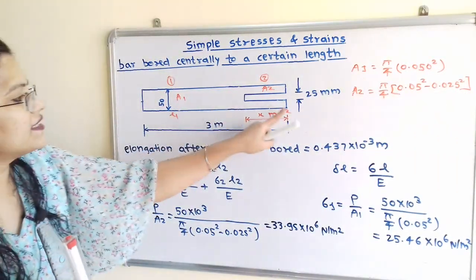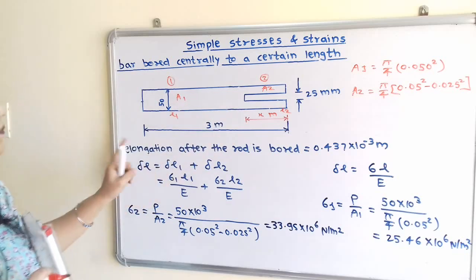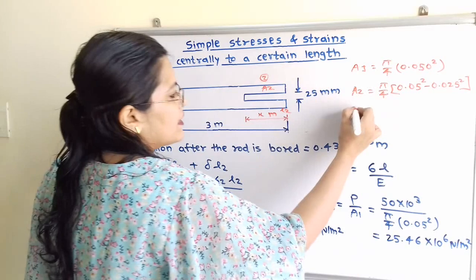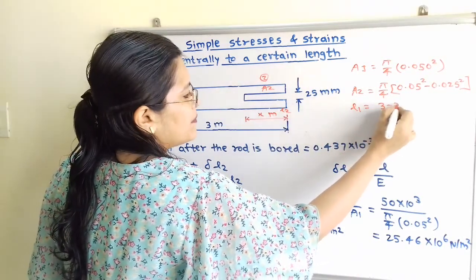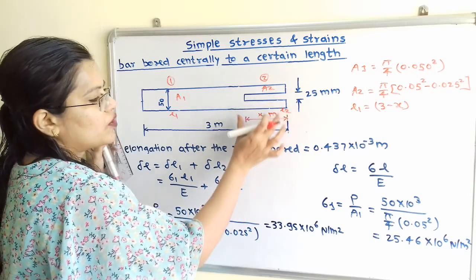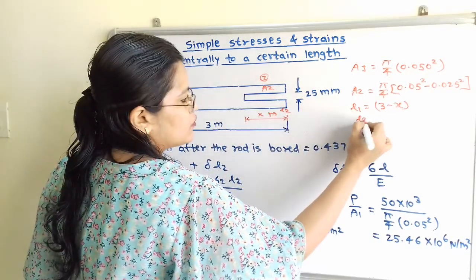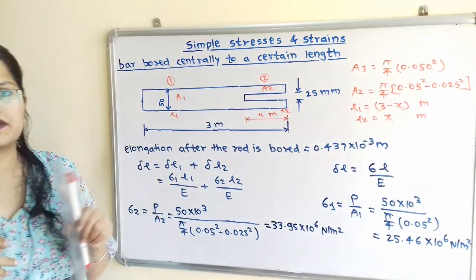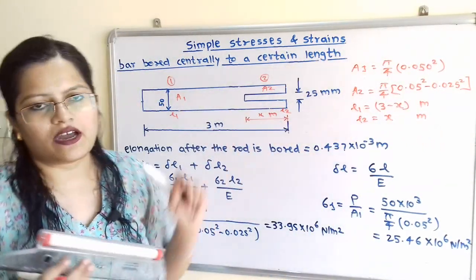Now what is the length L1? So from this diagram, this length L1 is 3 minus x. L1 is equal to 3 minus x. And L2 is equal to, so length of the rod bored, that is equal to x. L2 is equal to x. So this is the unit having meter. So we get all the data.